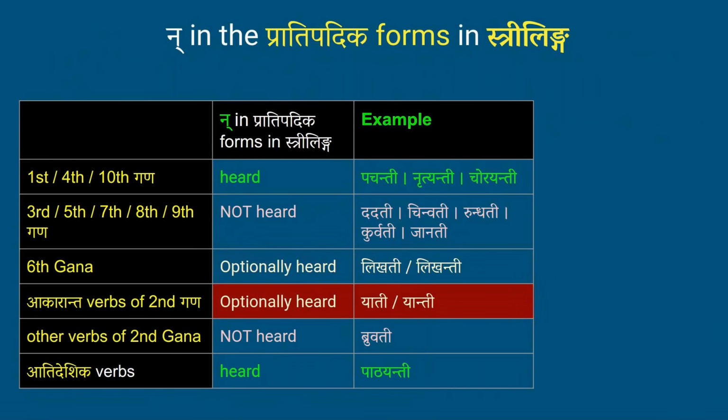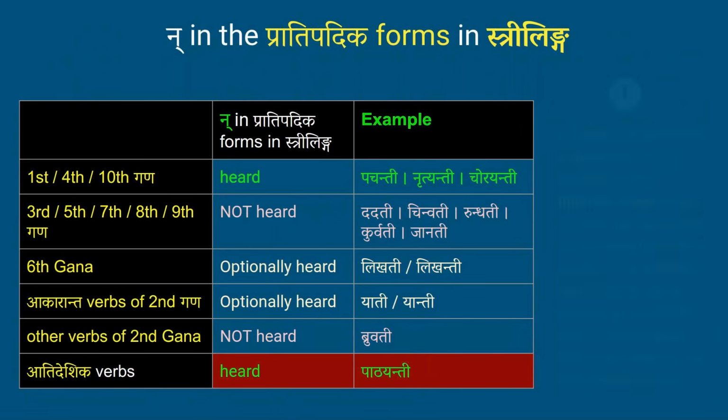The same is the case for the akaranta verbs of the second gana, giving two pratipadikas. For instance, yati and yanti. For the other verbs of the second gana, the na is not heard in the pratipadika stage. For example, bruvati. Finally, for the atideshika verbs, the na is always heard, like pathayanti.